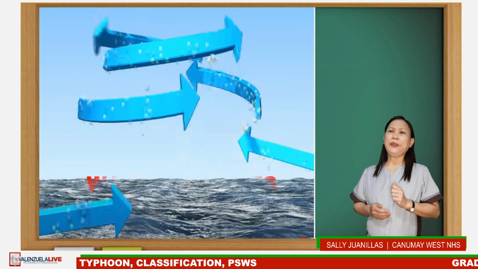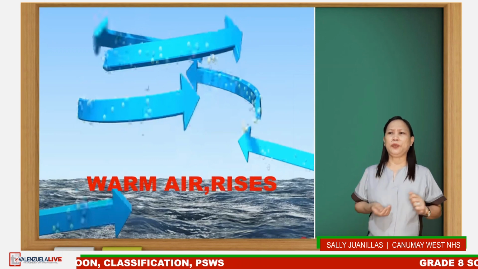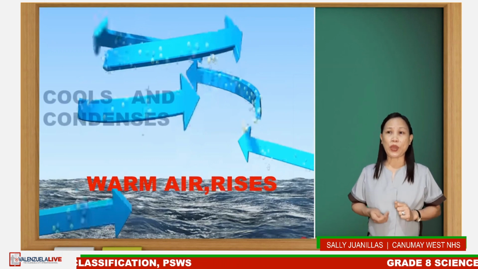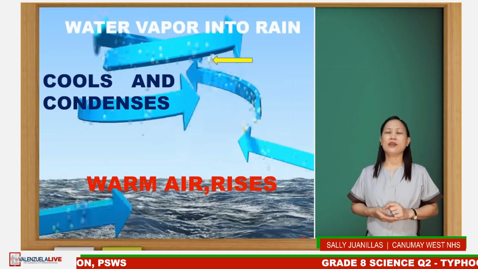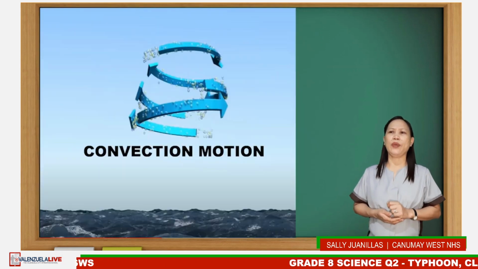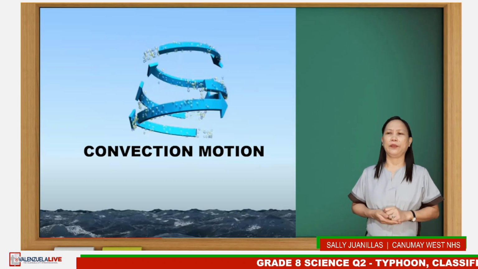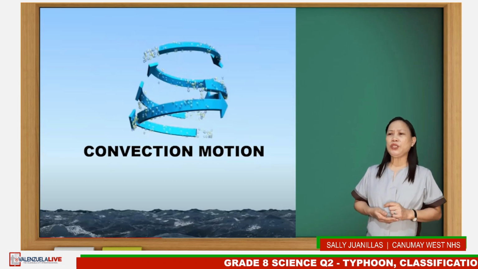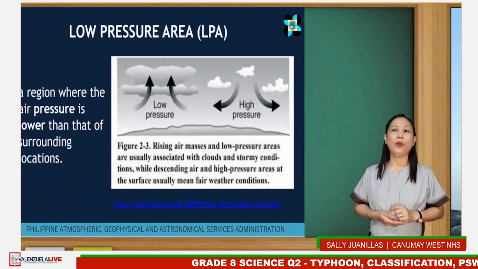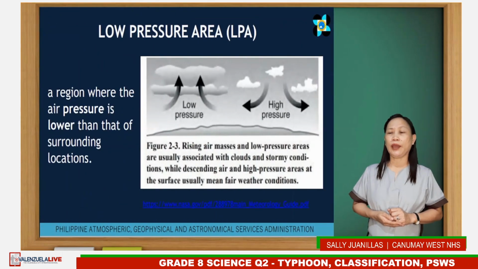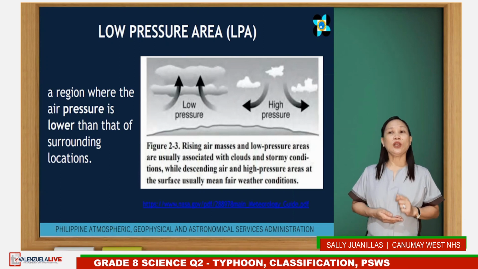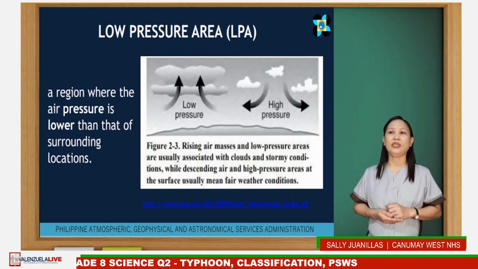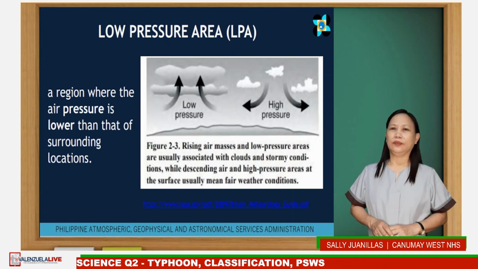Cool air and warm air meet in the atmosphere and form wind. The uneven temperature of water and land causes different kinds of air at night and daytime, which contributes to the formation of a low pressure area, or LPA, a region where the air pressure is lower than that of the surrounding locations.